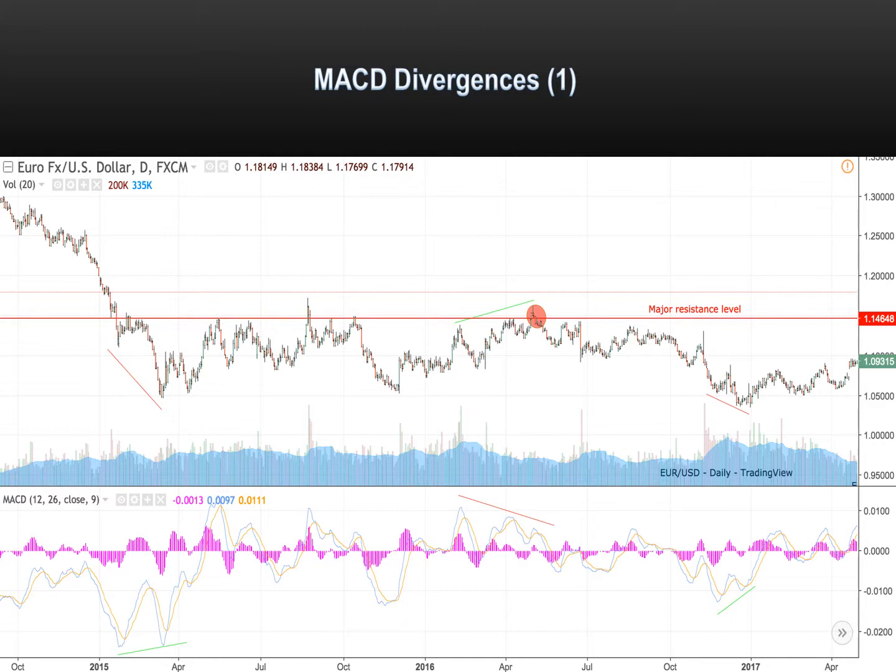The EUR-USD is going upward, forming new highs. However, MACD tops are lower. This bearish MACD divergence is confirmed by the price reversal. The currency pair trades above the major resistance for only 3 days. After that, it went back down, which also corresponds to a bearish MACD crossover.